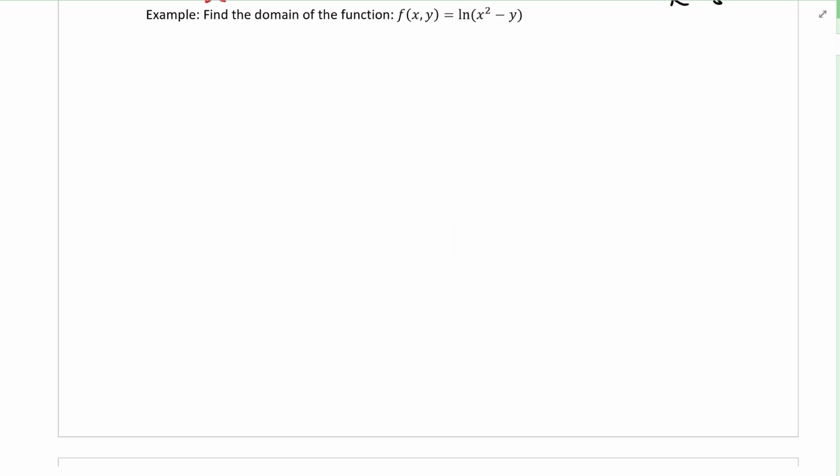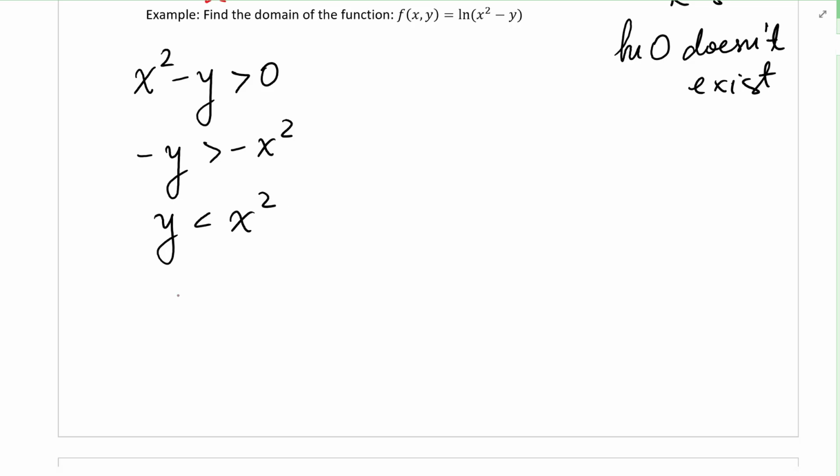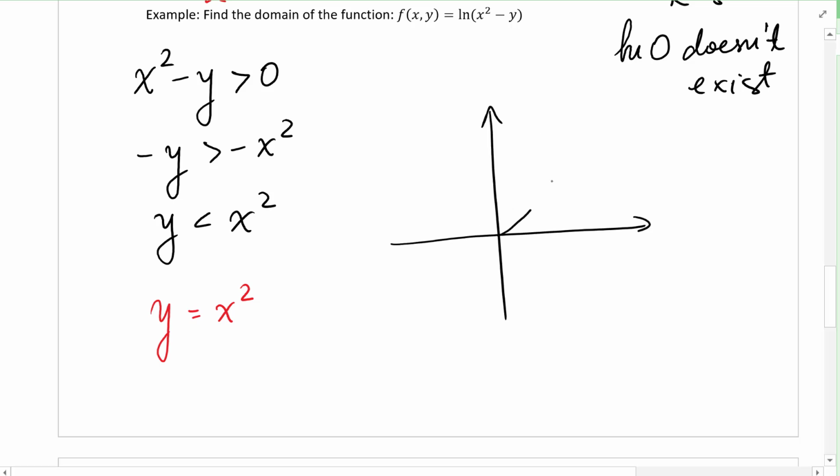Let's solve another problem. Find the domain of the function f of x y equals ln of x squared minus y. So let's set the condition x squared minus y strictly greater than 0, because ln of 0 doesn't exist. So this means negative y greater than negative x squared, so y less than x squared. We know that y equals x squared is a parabola centered at the origin, right? So this would be y equals x squared.